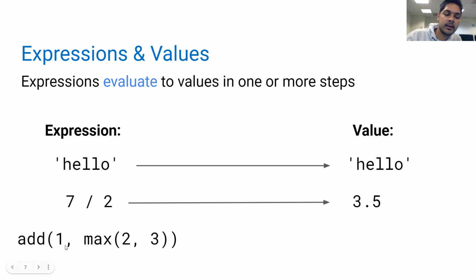So the operand is 1, and the next operand is max of 2 and 3. But we have to recursively evaluate the operator again, because this is like a function call. So we evaluate the operator, and we see that the operator is max, and we evaluate the operands, which are 2 and 3. We call this function, and it returns the value 3. So now what we are left with is add 1 and 3. Now that we know what the parameters are, we can perform the function add with the parameters 1 and 3, and that returns the value 4.